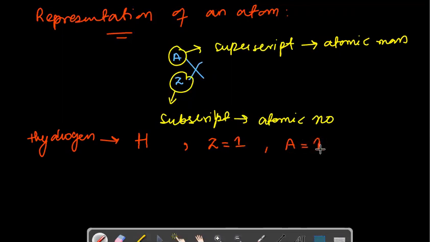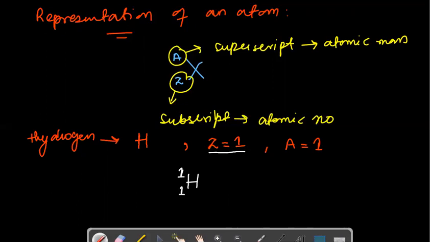Okay, so how are you going to represent the atom of hydrogen? You are simply going to write H for hydrogen. In the lower subscript, you write the atomic number, that is 1, and in the upper subscript, you write the atomic mass, that is also 1.